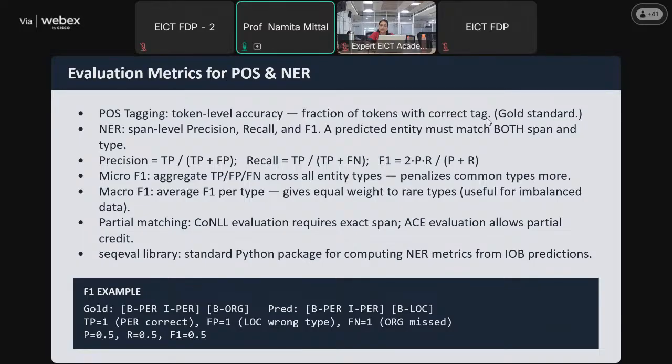And what is F1? F1 is 2PR divided by P plus R. Sometimes precision is good, sometimes recall is good. So F1 is the harmonic mean of these two. We have to have a trade-off; we want both of them to be good. Precision lies between 0 and 1, and recall also lies between 0 and 1.